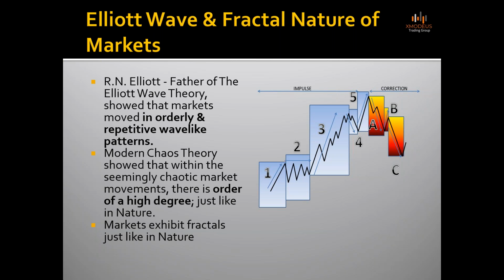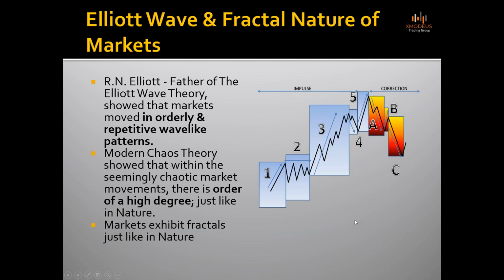In his theory of the Elliott wave, basically what he observed is that the market actually moves in very orderly and repetitive wave-like patterns. I have an illustration here which you see on the slide. He says that in any particular bull trend, an upward market trend, there is a 5-wave movement. You can see here wave 1, wave 2, wave 3, wave 4, wave 5, and then 3 corrective waves.